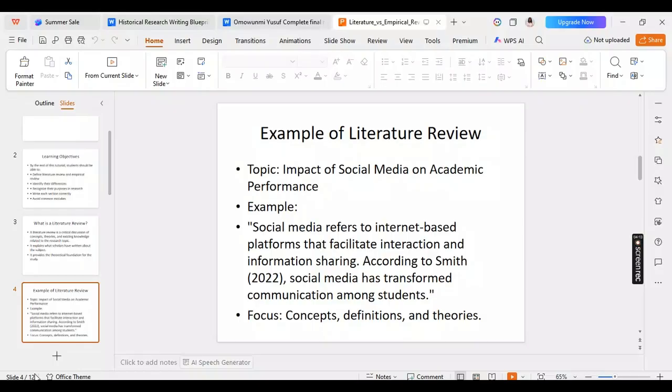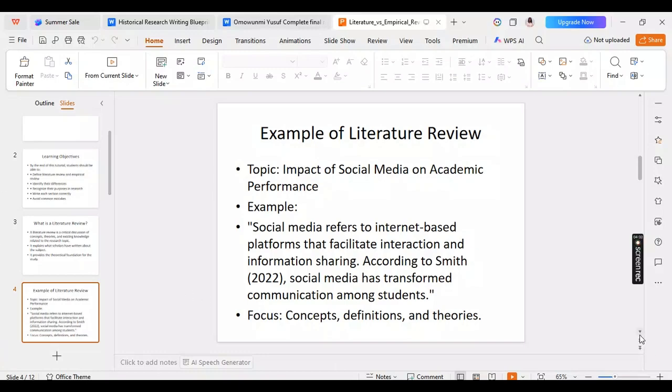That is, you cannot be reviewing a book on banking and you are writing on social media. They are not meeting each other. So for every book you are going to be reviewing, you must ensure that those books are similar to the particular topic you are talking about, from your concepts, your definitions, and your theories.